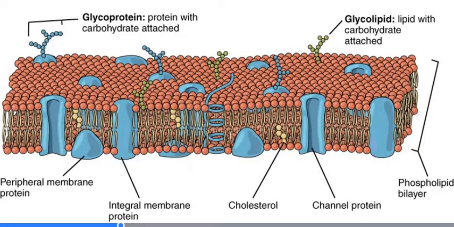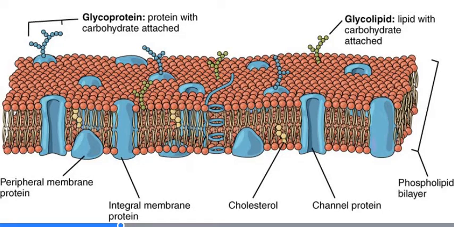For the most part, glycoproteins and glycolipids are in the outer leaflet, or the extracellular facing side of the cell membrane. They often work in cell-to-cell interactions, recognition with things like the immune system, or those types of things. They don't tend to be on the intracellular leaflet side.